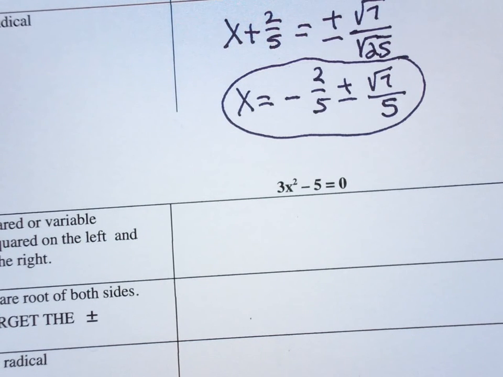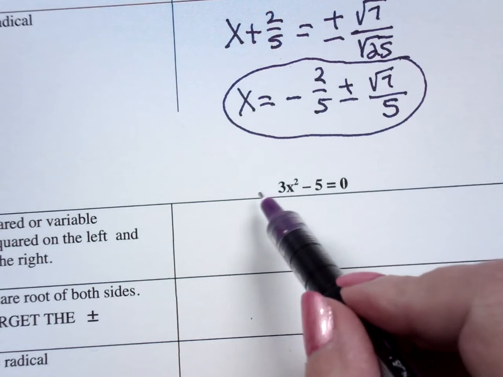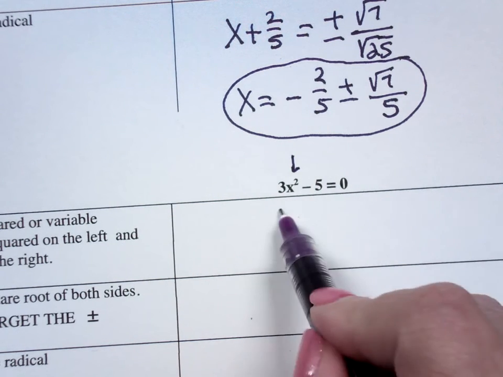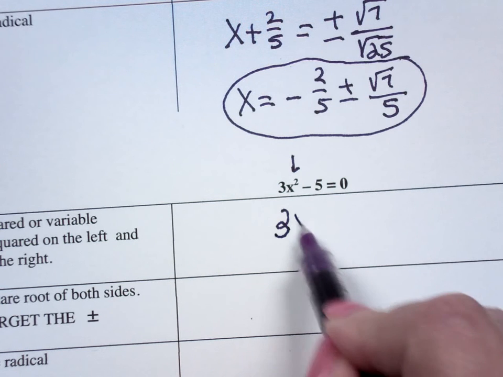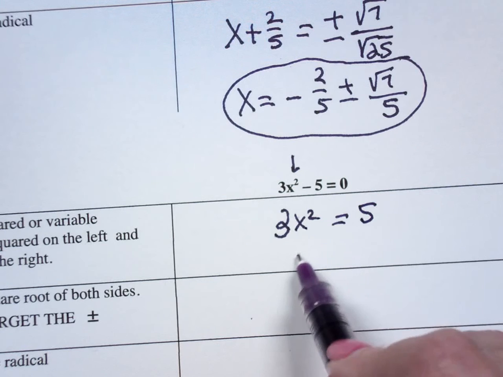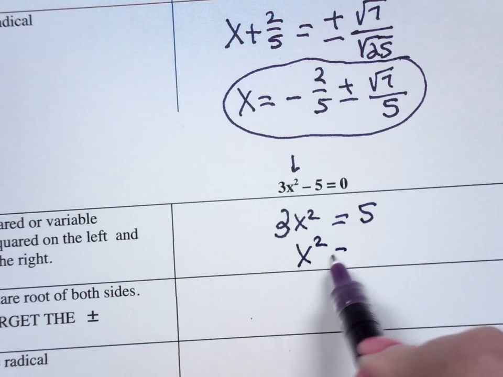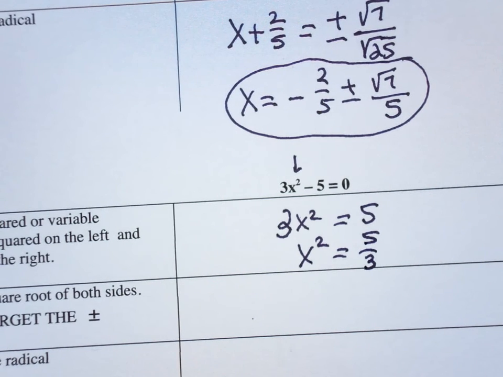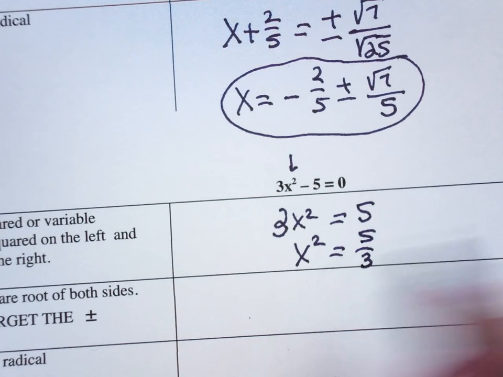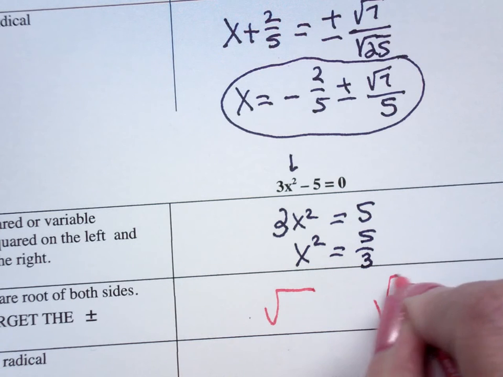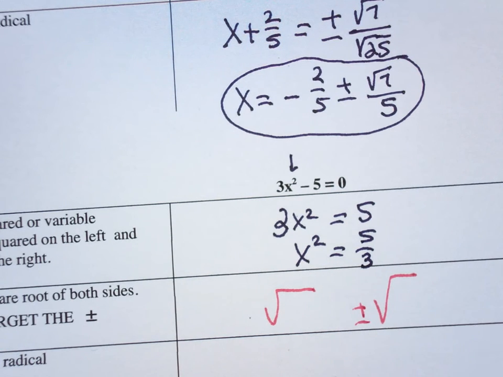Notice how much space I left at the bottom. Well, here's the squared thing, so I need to get him by himself. So first, 3x squared equals positive 5, or x squared equals 5 divided by 3. Now x squared's by himself, so you're going to take the square root of both sides. Don't forget the plus or minus.